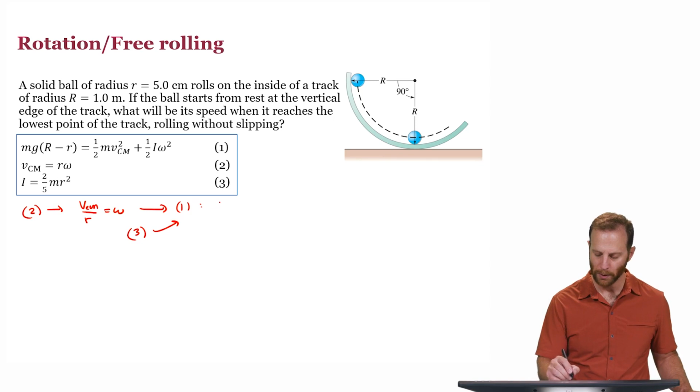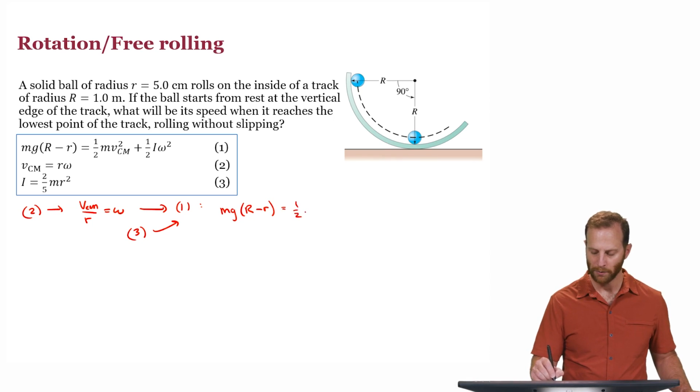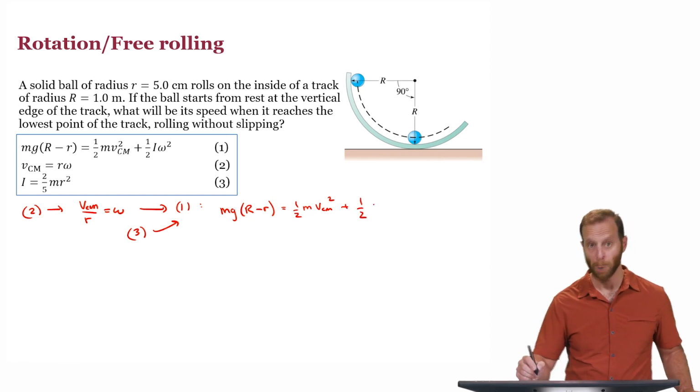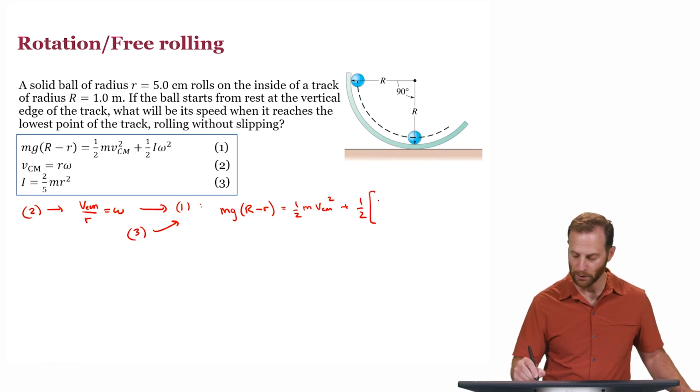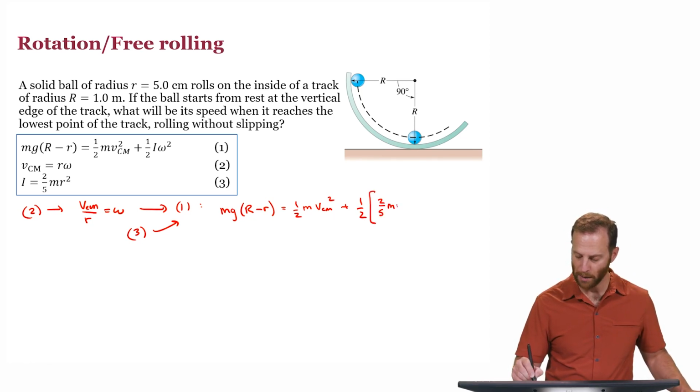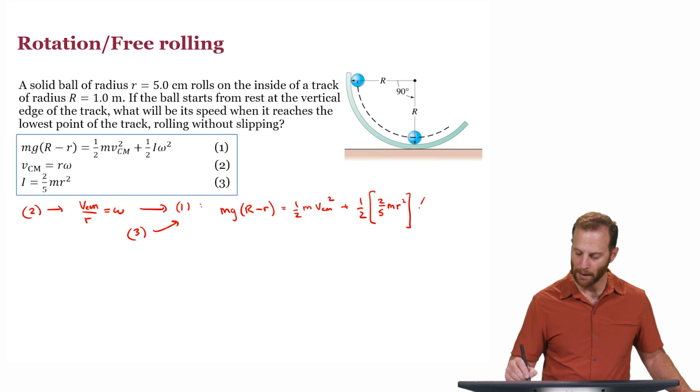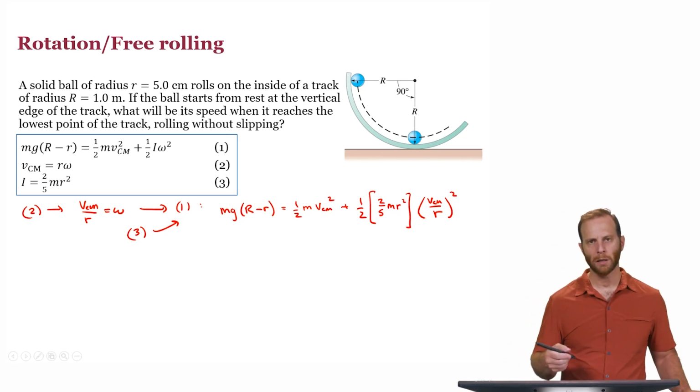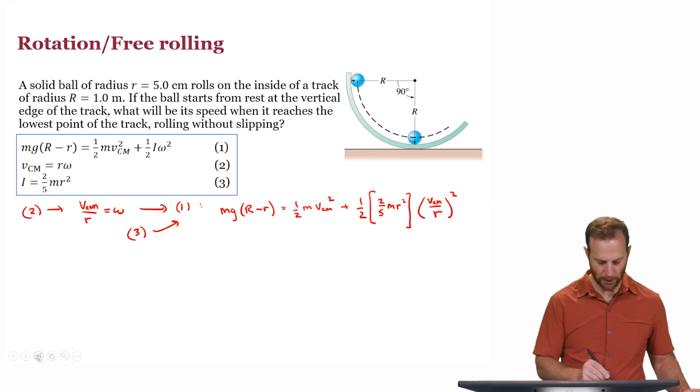What we end up with is mg(R - r) equal to 1/2 m VCM squared plus 1/2 the moment of inertia of the sphere, which is itself 2/5 m r squared, and then the angular speed squared, which is the center of mass speed over r, squared. It looks like a lot, but with some algebra we'll see that this cleans up nicely.